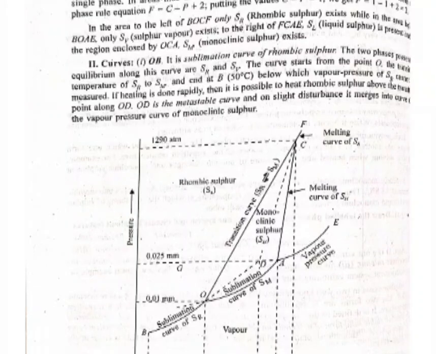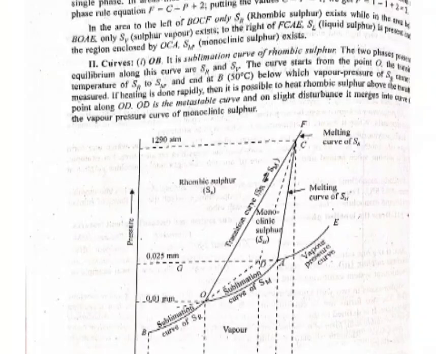The areas are bivariant because to locate any point in the areas, both temperature and pressure have to be fixed. Each area represents the condition for the stable existence of a single phase. In an area, thus, there are two degrees of freedom, which also follows from the phase rule equation F is equal to C minus P plus 2. Putting the value of C is equal to P is equal to 1, we get F is equal to 1 minus 1 plus 2 is equal to 2.